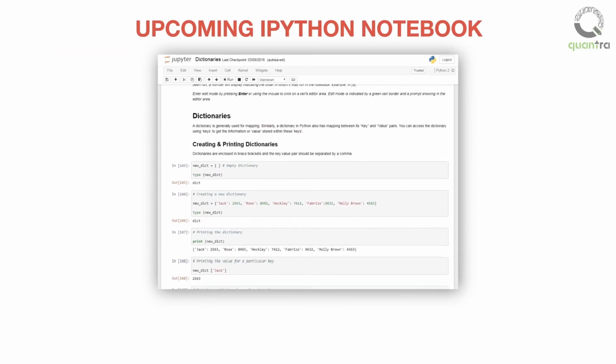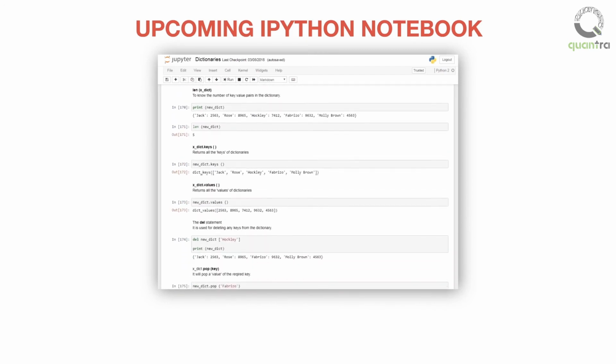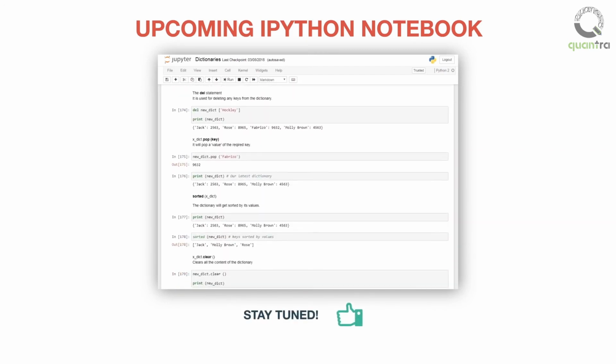We will look at more such functions that can be performed on dictionaries in the upcoming IPython notebook. Till then, stay tuned.